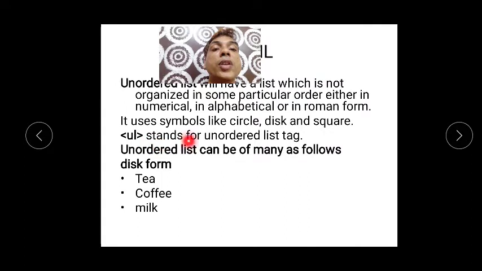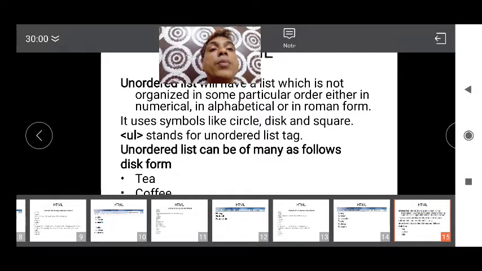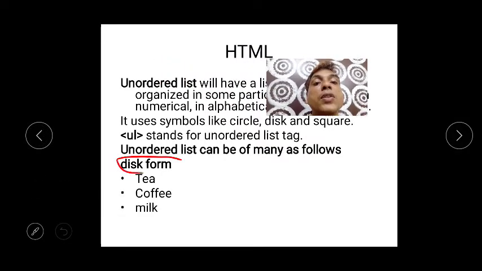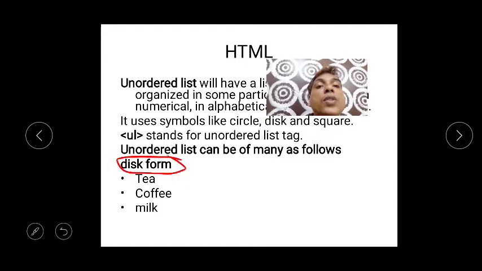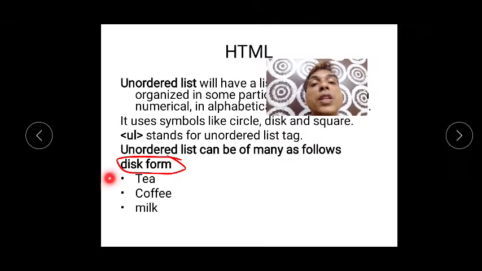Okay, unordered list. UL stands for unordered list. Unordered list can be as follows. As I was telling you, there are three forms. By default it will be disc. So this is a disc form. Like suppose the list is same: tea, coffee, milk, but I hope you have seen the difference.